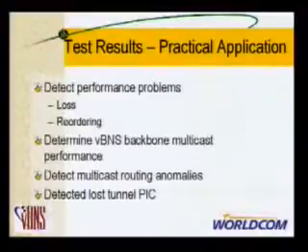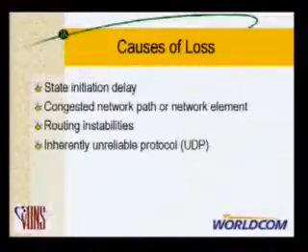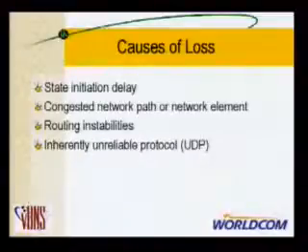So for us, these have a lot of practical applications, running every night. There's an email that's sent out, so we can detect performance problems in the network. We can determine the multicast performance, and we can also detect multicast routing anomalies and other weird things. We actually had a tunnel pick disappear out of one of our production routers during a maintenance window and detected it this way. And then, of course, some causes of the loss are the initiation time it takes to install state, obviously in the multicast network, a congested path, routing instabilities.